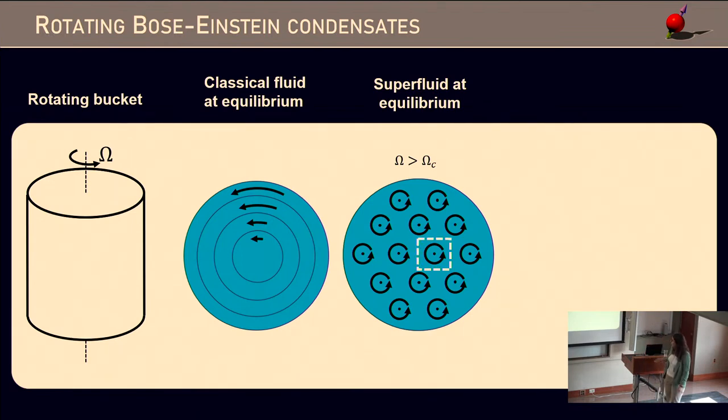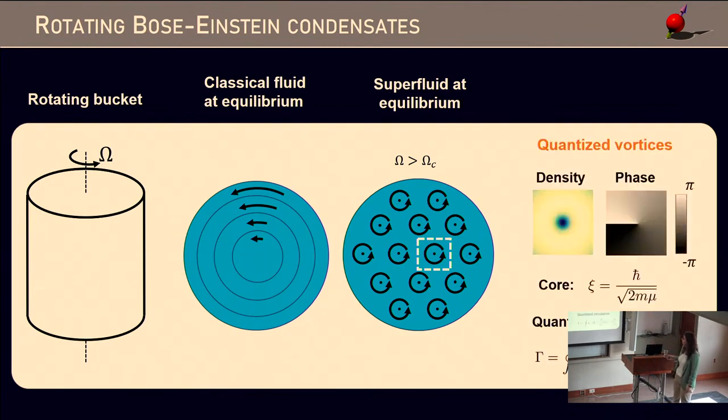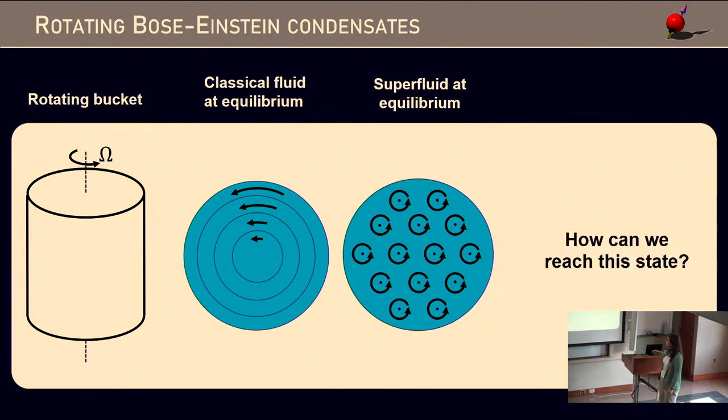If we have a closer look at one of these objects, we will see that these quantum vortices manifest as density holes that are characterized by a 2π phase winding around the central point. And the size of the core of this object in general depends on the chemical potential. And if we compute the circulation of the velocity around the vortex, it is quantized. So we would like to obtain a state like this in our dipolar system. So the question is now, how can we actually reach this kind of state?